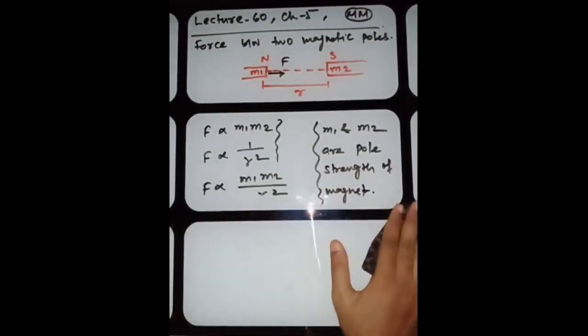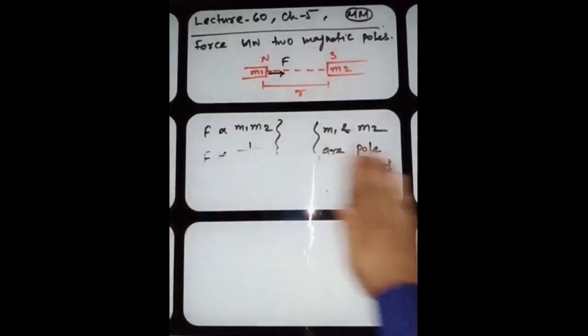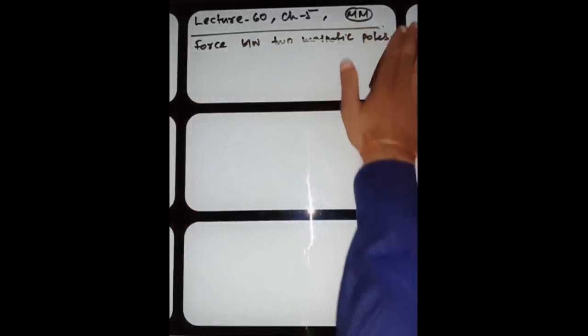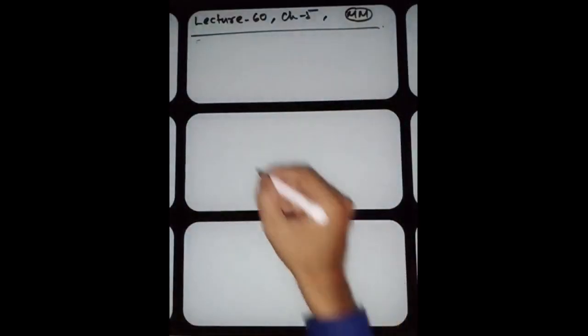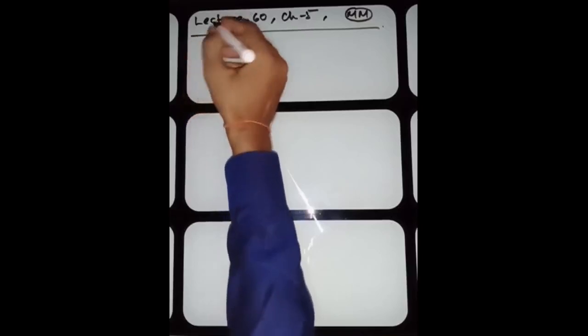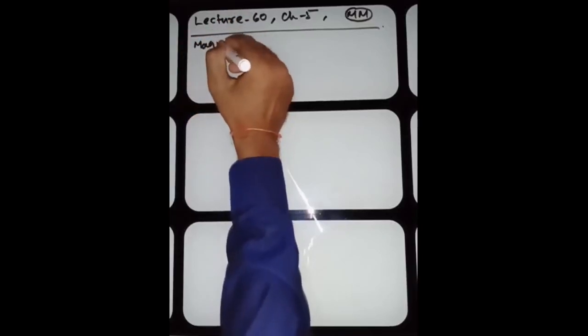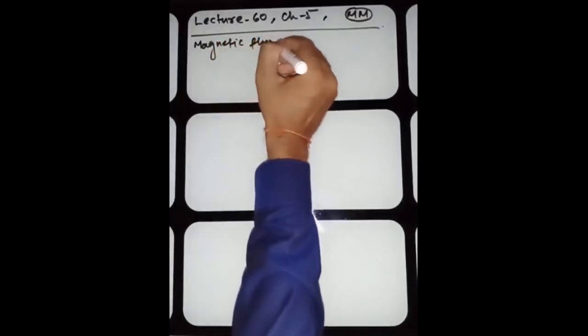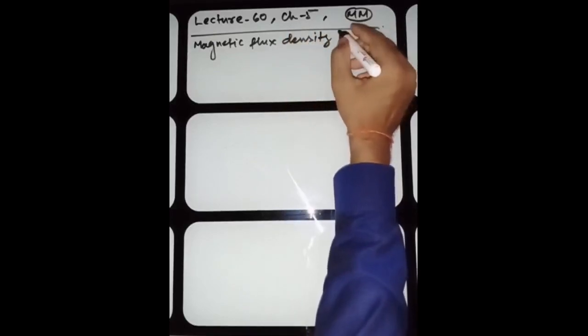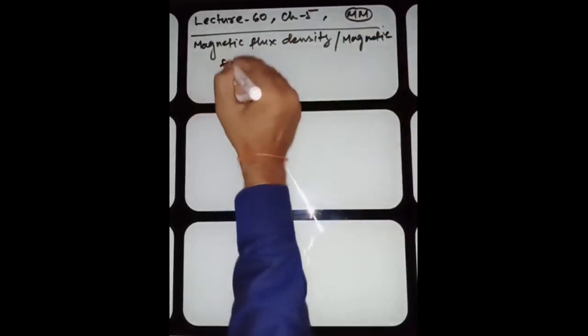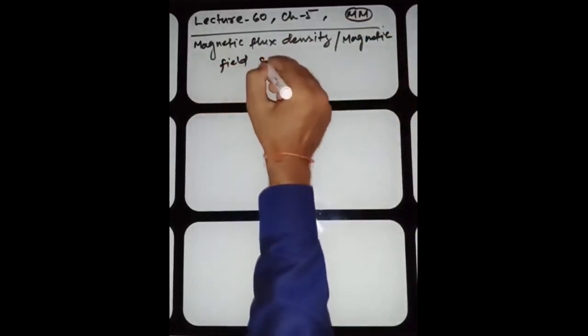Now the next topic we are going to cover is magnetic flux density. Give the heading, my dear students: magnetic flux density. Write down magnetic flux density. Another name for magnetic flux density is magnetic field strength. You can also write it as magnetic field strength.